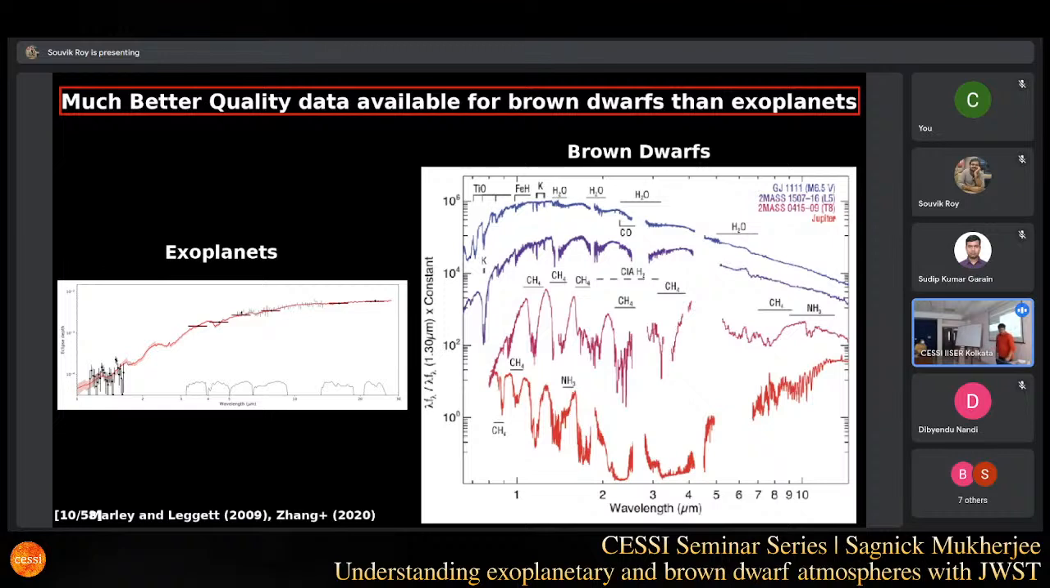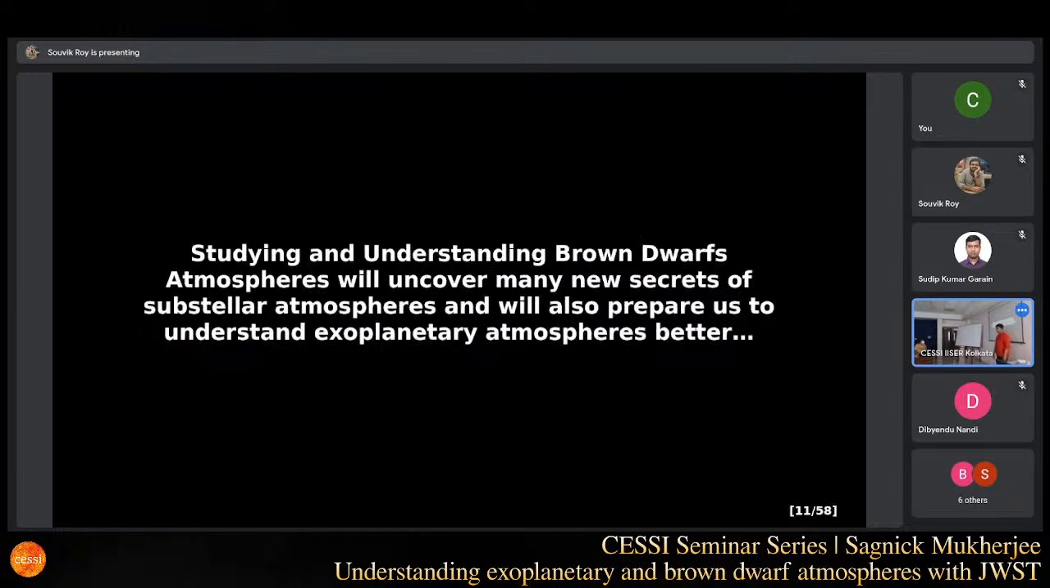So it's worthwhile to try to understand brown dwarf atmospheres, which are first of all interesting in their own right. We need to understand brown dwarf atmospheres, but also they will teach us a lot about what to expect from exoplanetary atmospheres now.